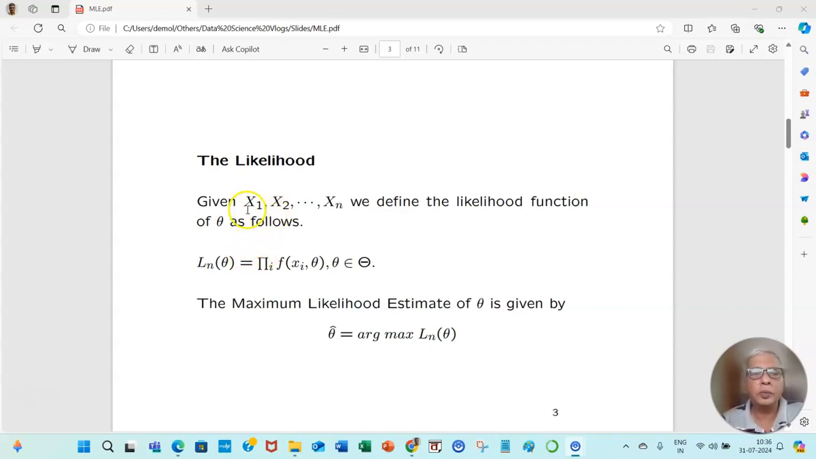X's are given, the observation has happened. Now we are looking at the likelihood. Sometimes we take log for mathematical easiness, and we consider the log likelihood. So the maximum likelihood estimate of theta is given by the value of theta that maximizes the likelihood Ln(theta).